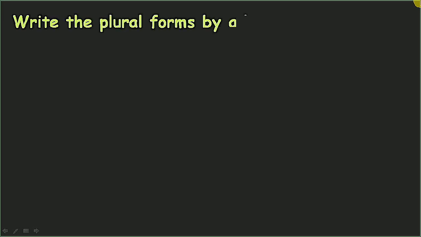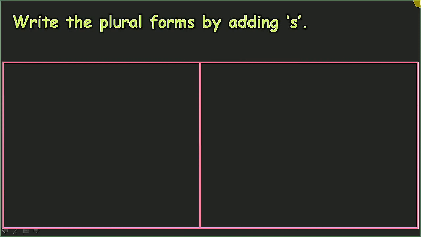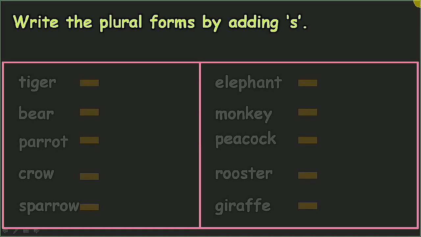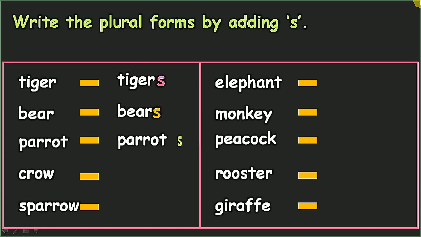Write the plural forms by adding s. Adding s to given word has become a plural. First one, tiger. By adding s, tigers. Bear. By adding s, bears. Parrot. By adding s, parrots.